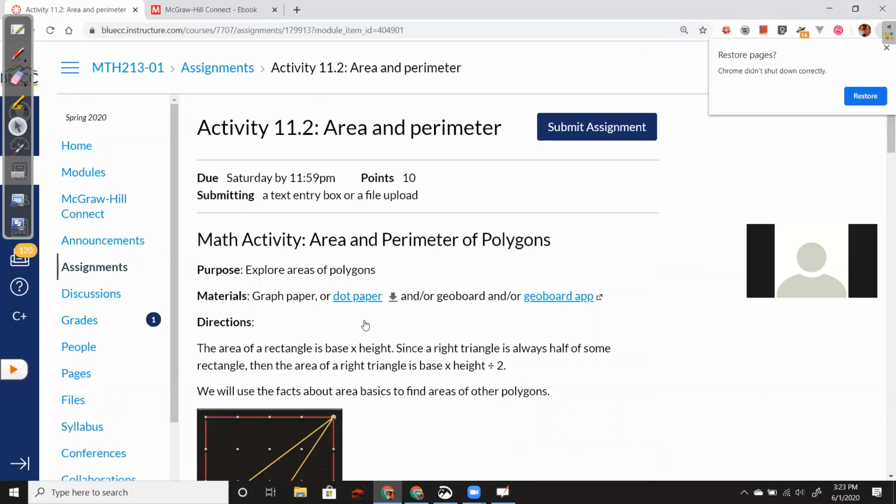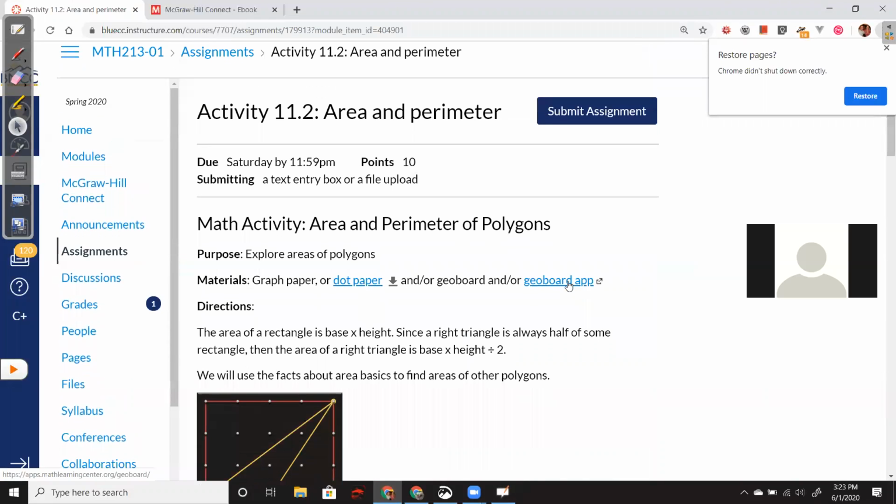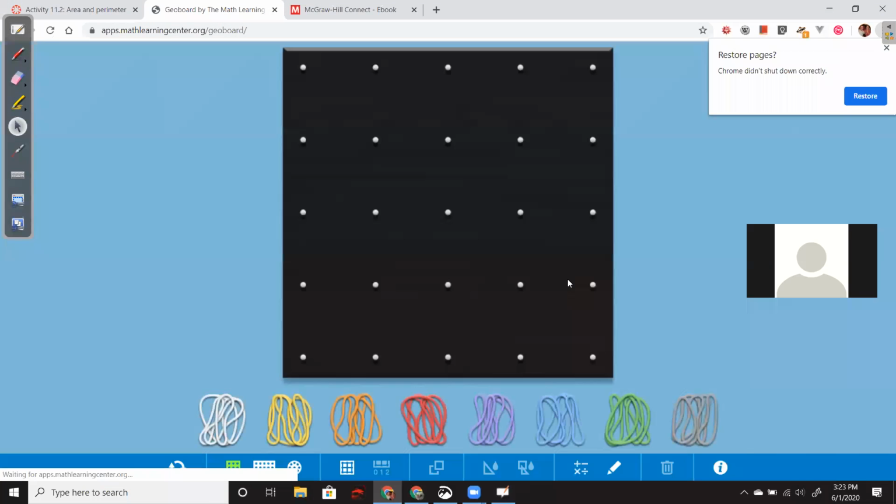Now, you can do this on plain paper like I have on my digital whiteboard. Graph paper would be useful. Dot paper is helpful also, or a Geo Board app, and I link to one here. If you're on a computer right now and you can multitask the Zoom meeting and other activities, I highly recommend checking out this Geo Board app. So I'm going to open that up.